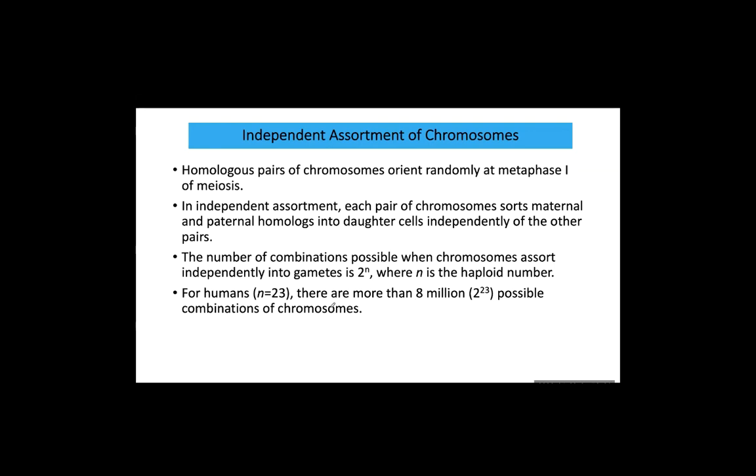So these kinds of genetic variation can occur during prophase one when the non-sister chromatids undergo crossing over, or through shuffling of a pair of homologous chromosomes at metaphase one, and how these pairs of homologous chromosomes determine their position. All these conditions will produce more and more genetic diversity. So, independent assortment of chromosomes: homologous pairs of chromosomes orient randomly at metaphase one of meiosis. In independent assortment, each pair of chromosomes sorts maternal and paternal homologs into daughter cells independently of the other pairs.